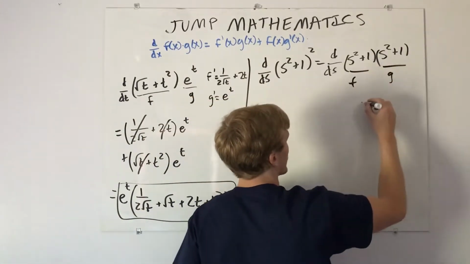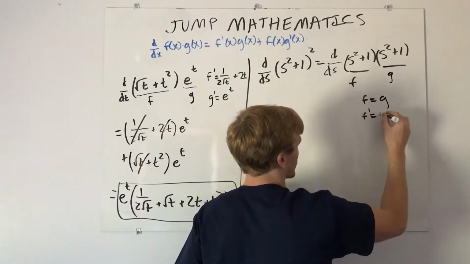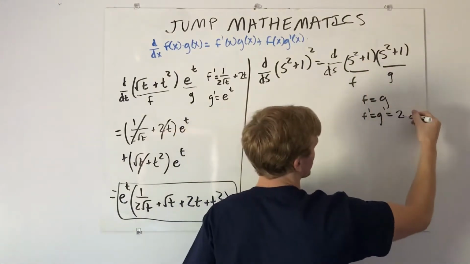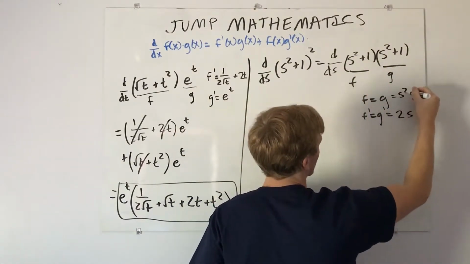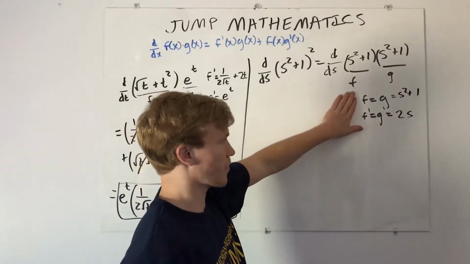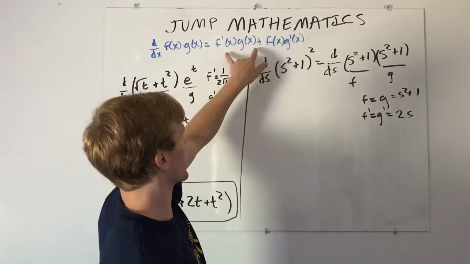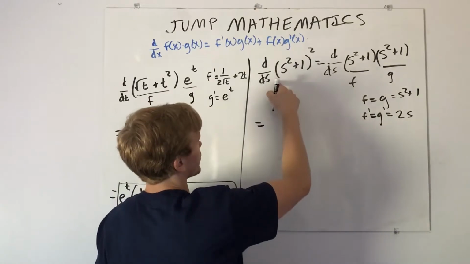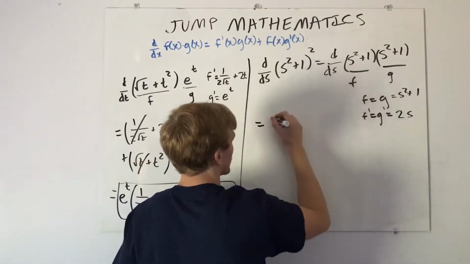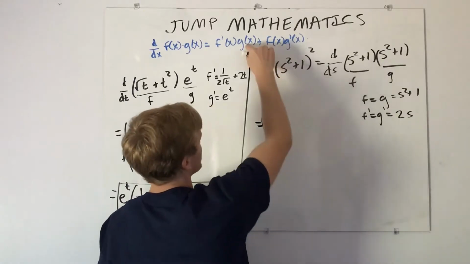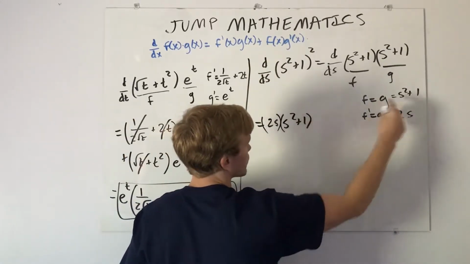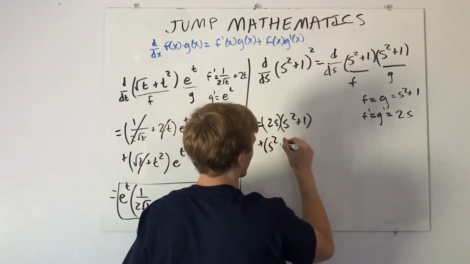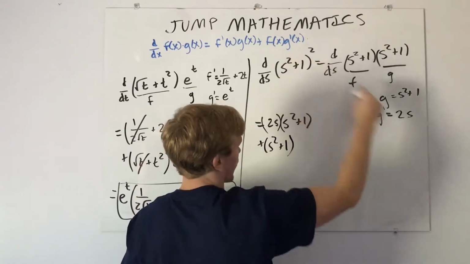That's f, that's g. Since f is equal to g, f prime is equal to g prime. Let's calculate it. The derivative of s squared plus 1 is 2s. Okay, now we have f and g, f prime and g prime. Let's go ahead and plug those in here. F prime g plus f g prime. This derivative is equal to f prime, 2s, times g, s squared plus 1, plus f, s squared plus 1, times g prime, 2s.